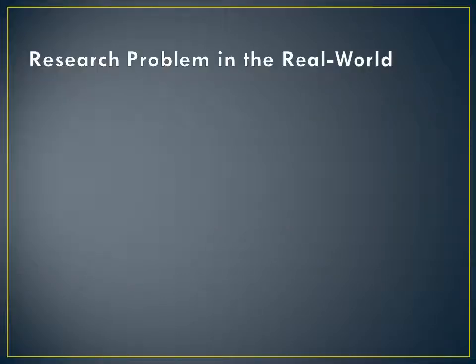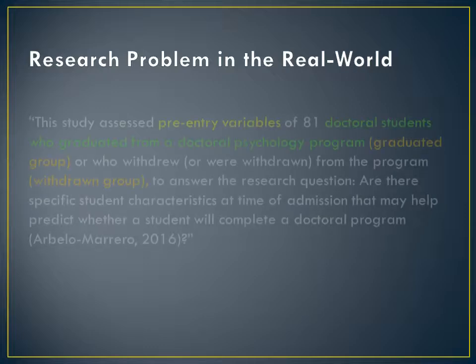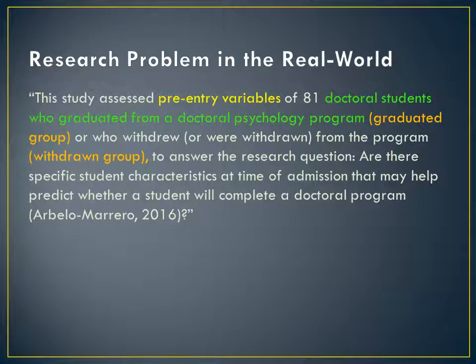Here's an example of a research problem in the real world. This is from a peer-reviewed article cited at the end of this presentation. This study assessed pre-entry variables of 81 doctoral students who graduated from a doctoral psychology program or who withdrew from the program. To answer the research question, are there specific student characteristics at time of admission that may help predict whether a student will complete a doctoral program?